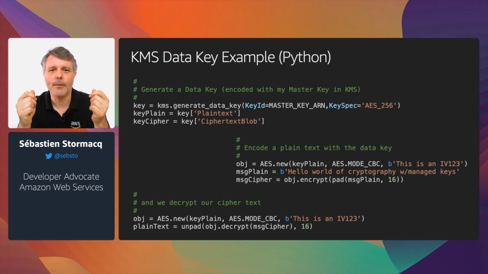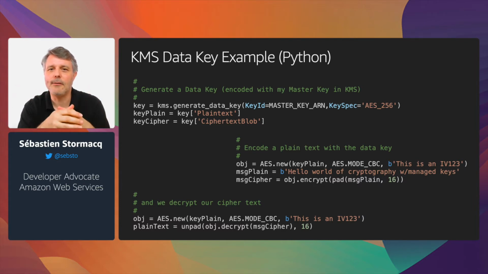It's the reference to my master key. So what will be the master key that will be used to encrypt that specific data key? And it's an ARN of a key that I created previously, maybe in the AWS console, or you can create that key programmatically as well. But it's just a reference. It's not the master key. The master key is never leaving KMS.